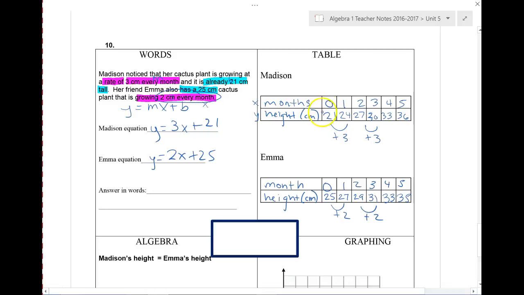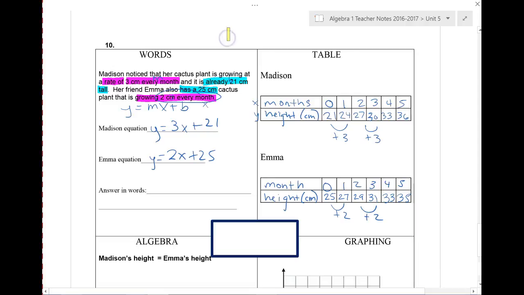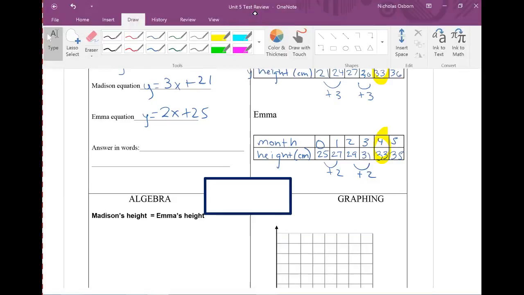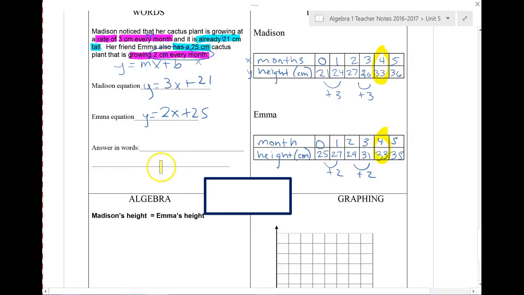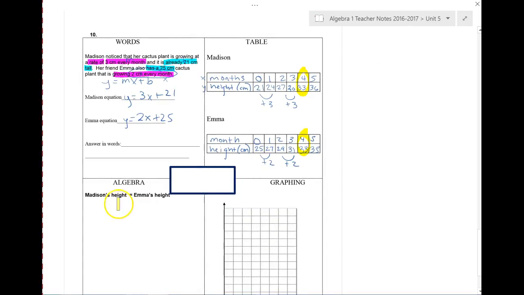So now I need to look at these tables and figure out where they are the same. Right here at 4 and 33, they will have the same height. Before I write my answer, I want to confirm that by doing it 3 different ways. After the second method, if I get the same answer, I'm going to write my answer, and then I'm going to finish with the graphing.